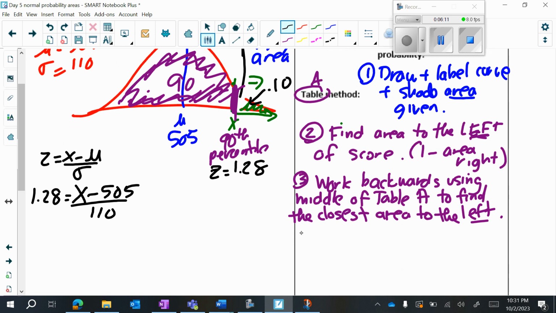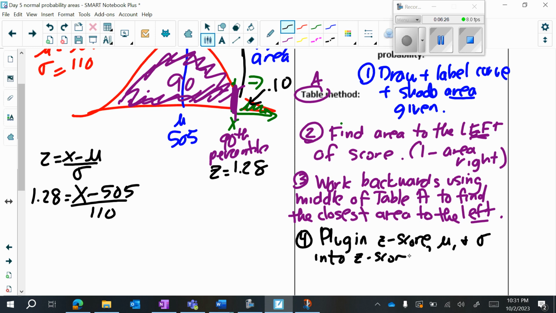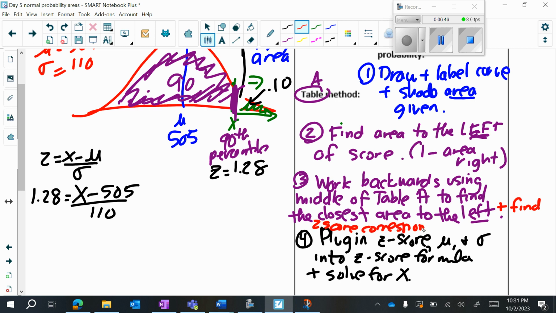Okay, so step 4: plug in the z-score, the mu, and the sigma into the z-score formula and solve for x. I'm going back to step 3. It looks like I didn't finish my thought. It said work backwards using the middle of table A to find the closest area to the left and find the z-score corresponding to that area.